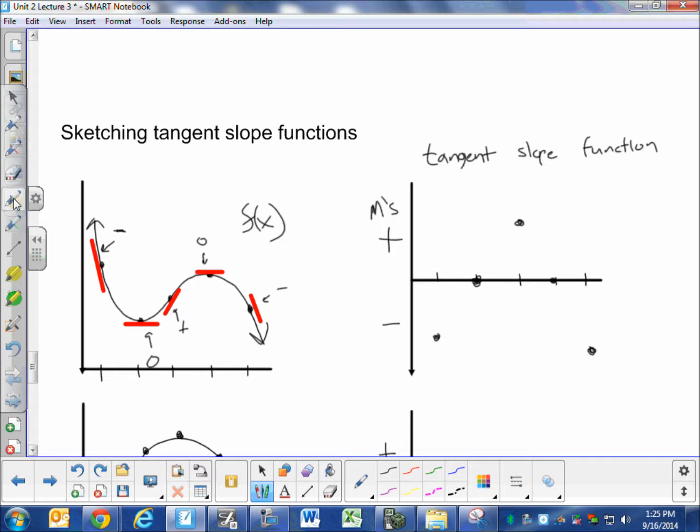This, that we can kind of connect and smooth out, is our tangent slope function. We call a tangent slope function f with a little line in the exponent, which we call f prime of x. F prime.